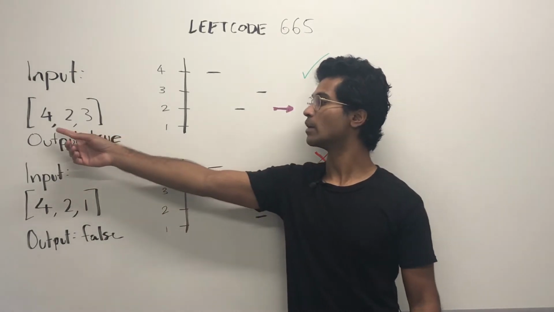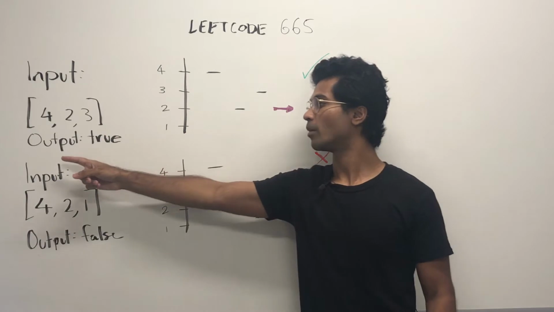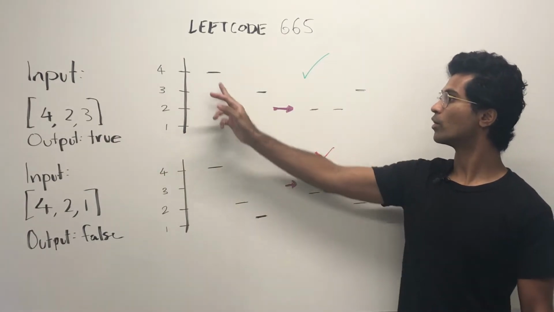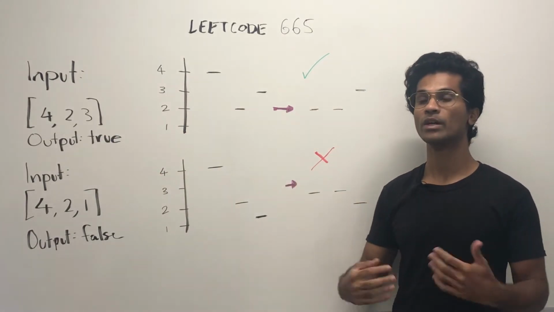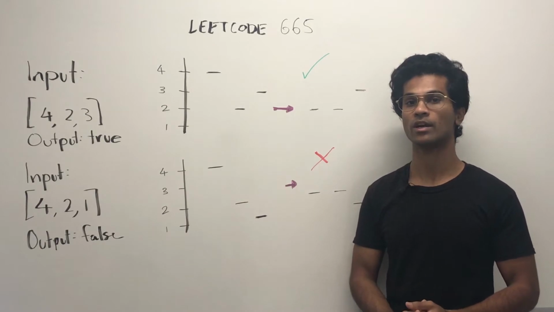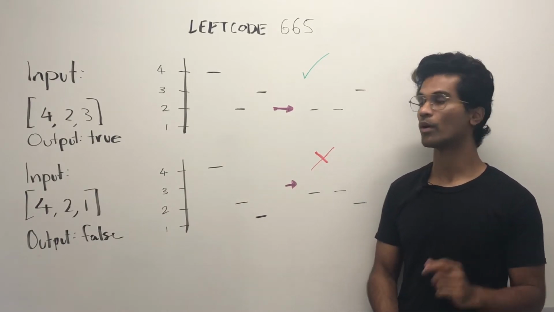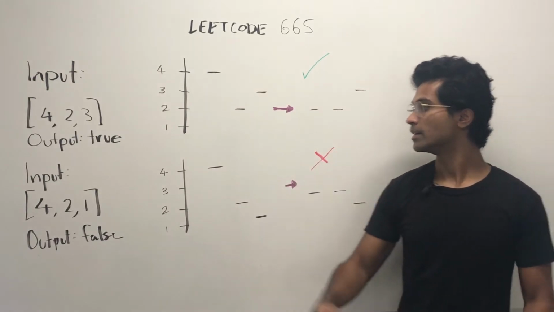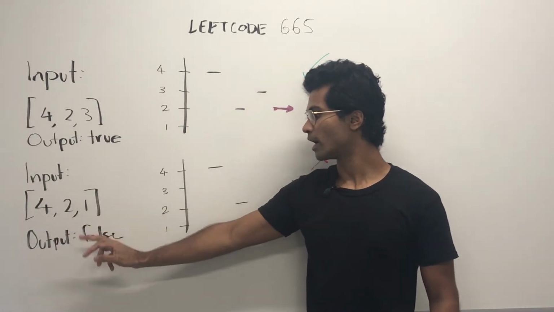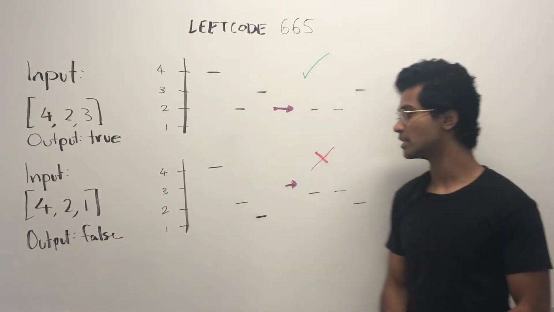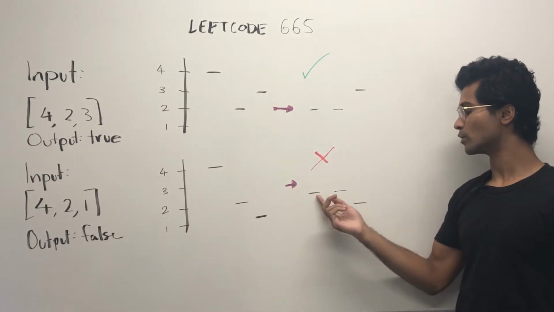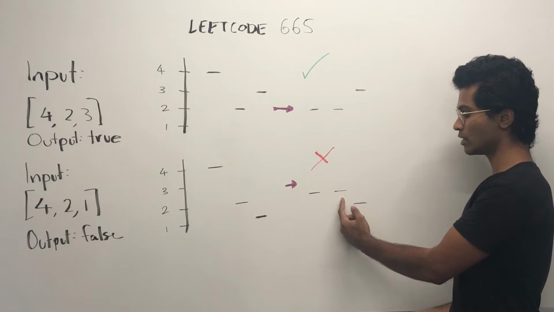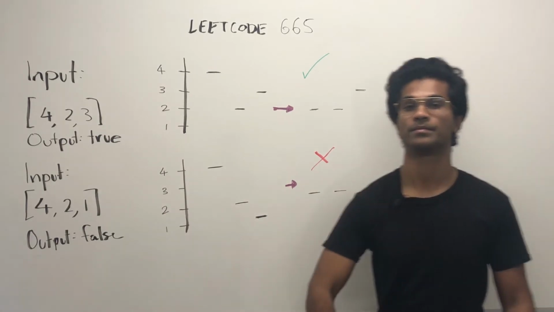If we have an input of 4, 2, and 3, we're going to have an output of true. So 4, 2, and 3 is the input, and we can convert it into a non-decreasing array by changing the 4 into a 2. So we drop the 4 down to a 2. Next, for 4, 2, and 1, the output is going to be false, because even if we change 4 to a 2, we're still going to have a decreasing array because of the 1.